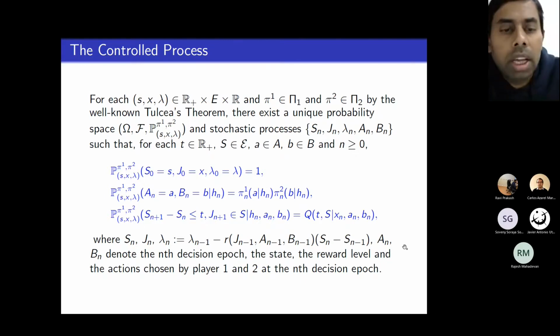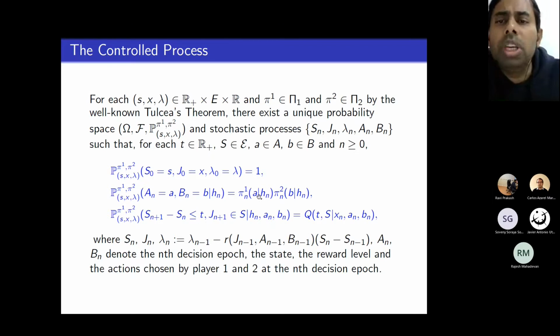What are these stochastic processes? Sn is basically the nth decision epoch, Jn is the state after the nth jump time, lambda n is the reward level after the nth jump time. Now, An is the action chosen by player 1 and Bn is the action chosen by player 2 at the nth decision epoch. So these are all the stochastic processes that are involved.